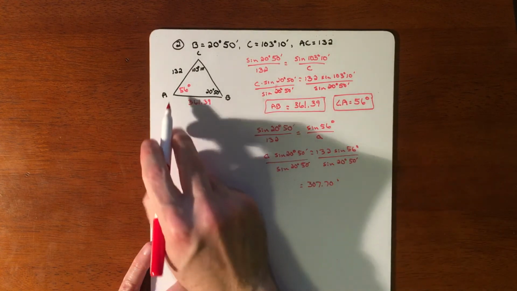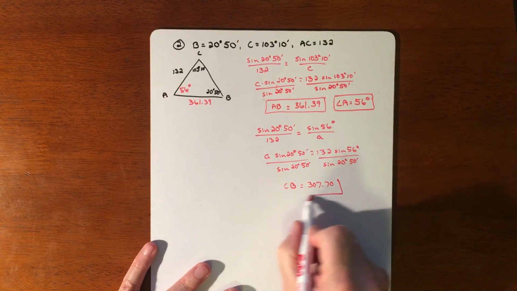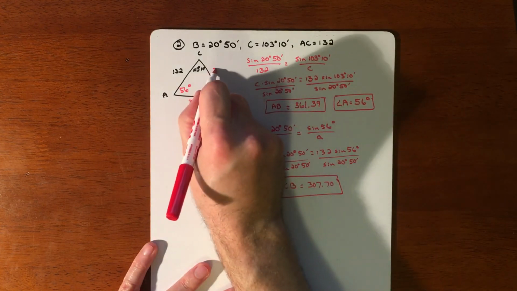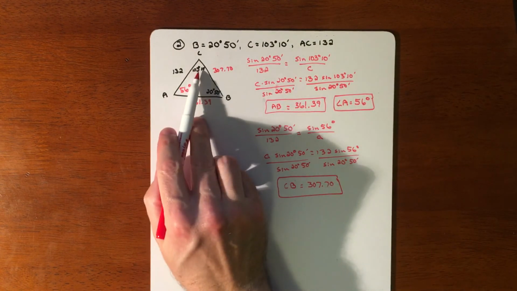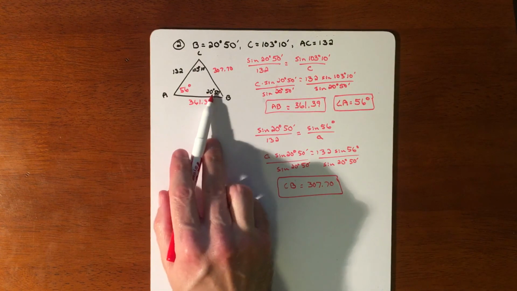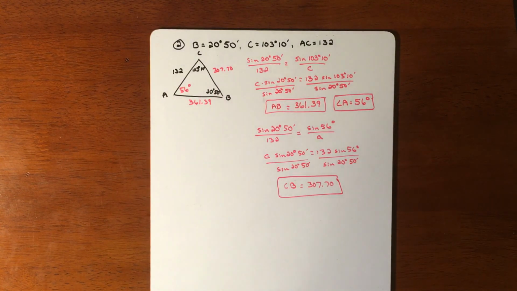So again, side A is actually side CB. So if that's 307.70, let's do a double check. That biggest angle, biggest side, smallest angle, smallest side, and then your middle is across from the middle. So everything seems to be okay. That was example number 2.